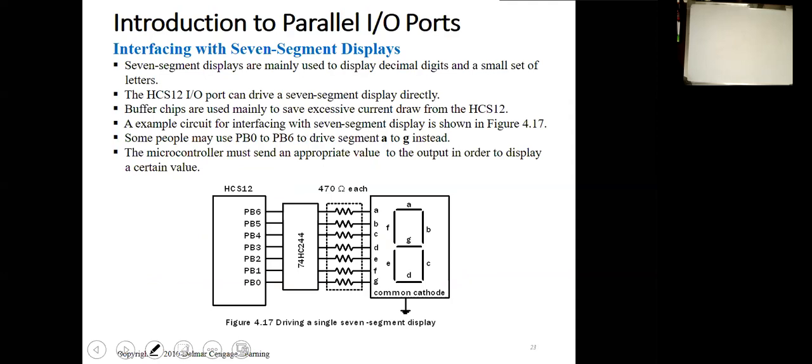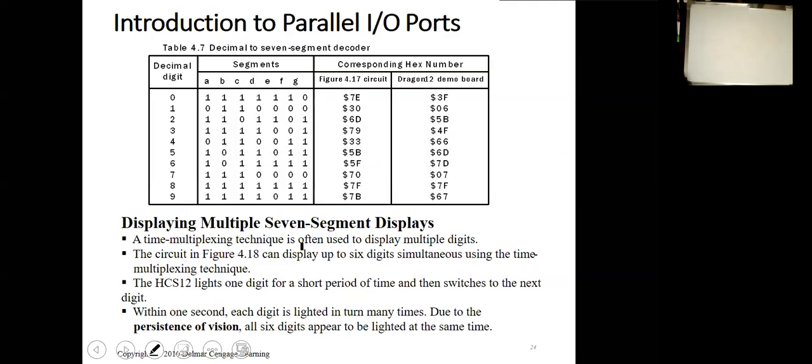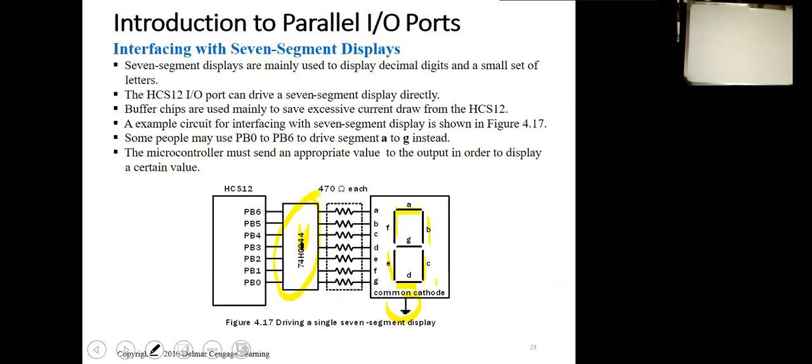Then we talked about interfacing to 7-segment displays, and we know that 7-segment displays are essentially 7 LEDs, and usually we have a decimal point here. Sometimes they are common cathode, sometimes they are common anode, and the interfacing is just straightforward. Here we have the buffers. 244 is the octal buffer. This chip has 8 octal buffers.